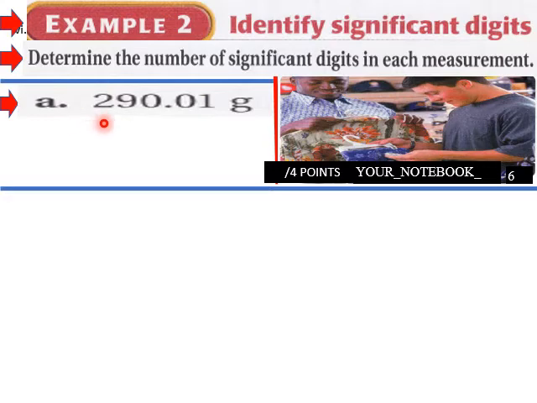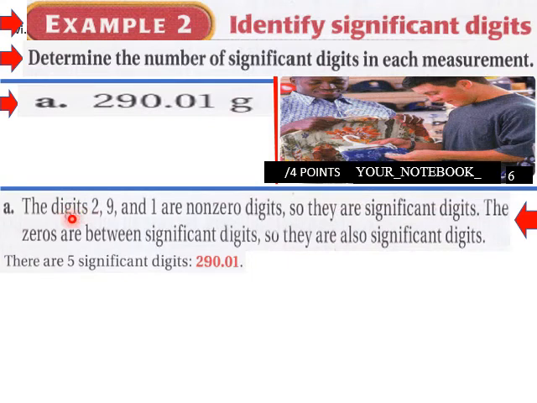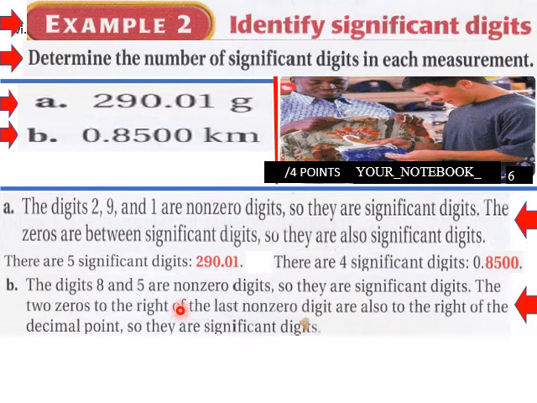So part A here, we have 290.01 grams. So the digits 2 and 9 and 1 over here are significant digits. They're non-zero digits, so they are significant digits. The zeros are between significant digits, the 0 here, 0 there. So they are also significant digits. There are 5 significant digits in 290.01.